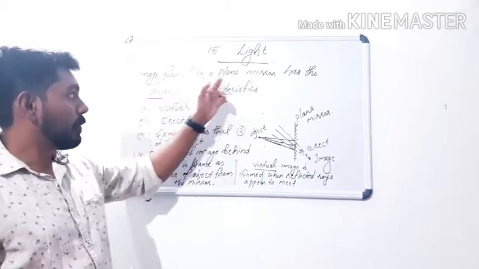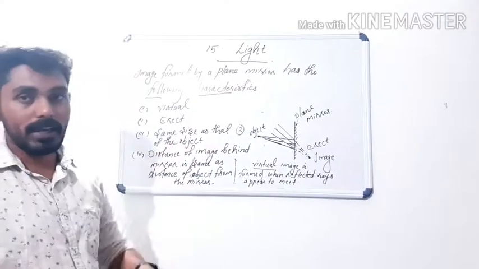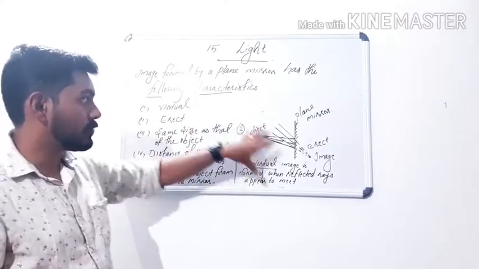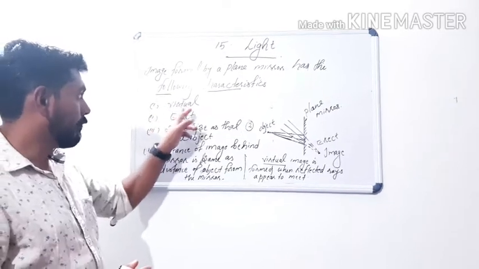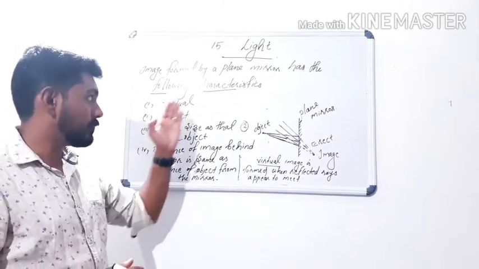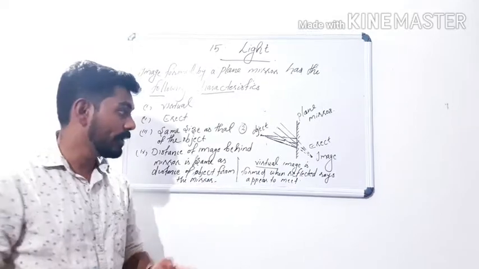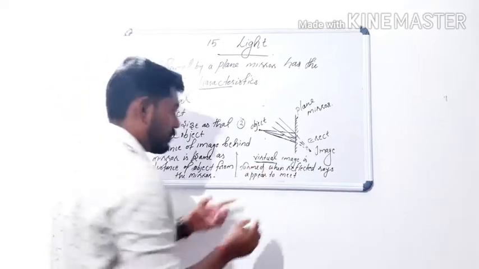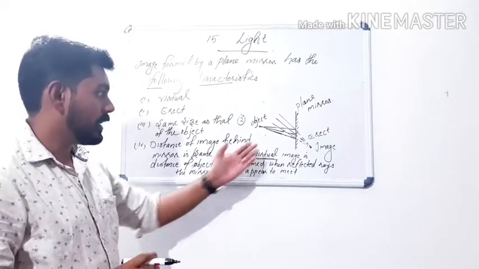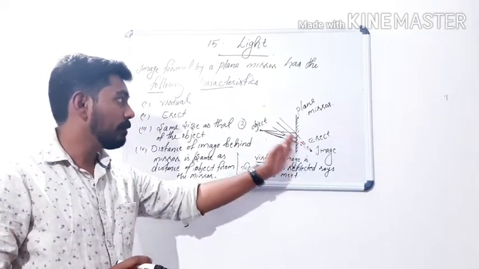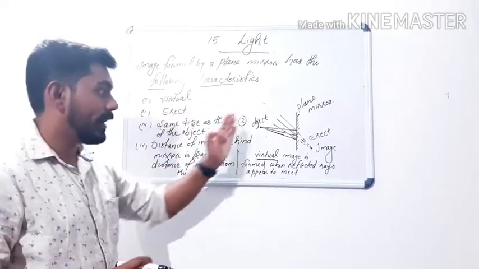We have learned how the image is formed by a plane mirror. The image formed by a plane mirror has the following characters. The first one is that it is a virtual image. The image formed by a plane mirror is always virtual. We have learned that a virtual image is formed when the reflected rays appear to meet. So the image formed by a plane mirror is always virtual, and it is erect.